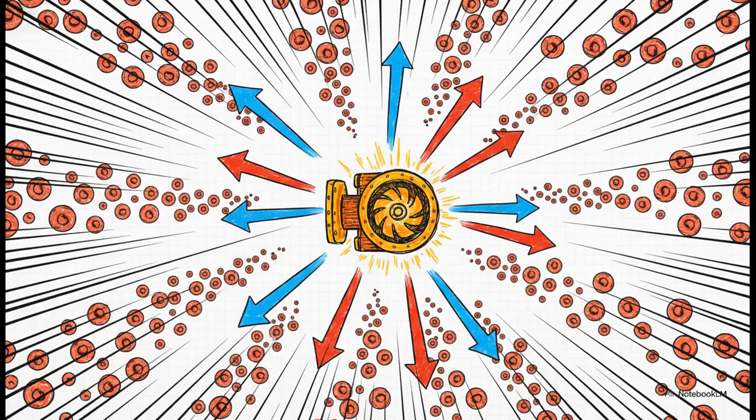So if DLBCL is the most common aggressive lymphoma, Burkitt's is the poster child for aggression. It's recognized as the fastest growing human tumor, period. And this incredible growth rate isn't just random. It's the direct result of one single defining genetic problem: the complete and total dysregulation of the c-MYC oncogene.